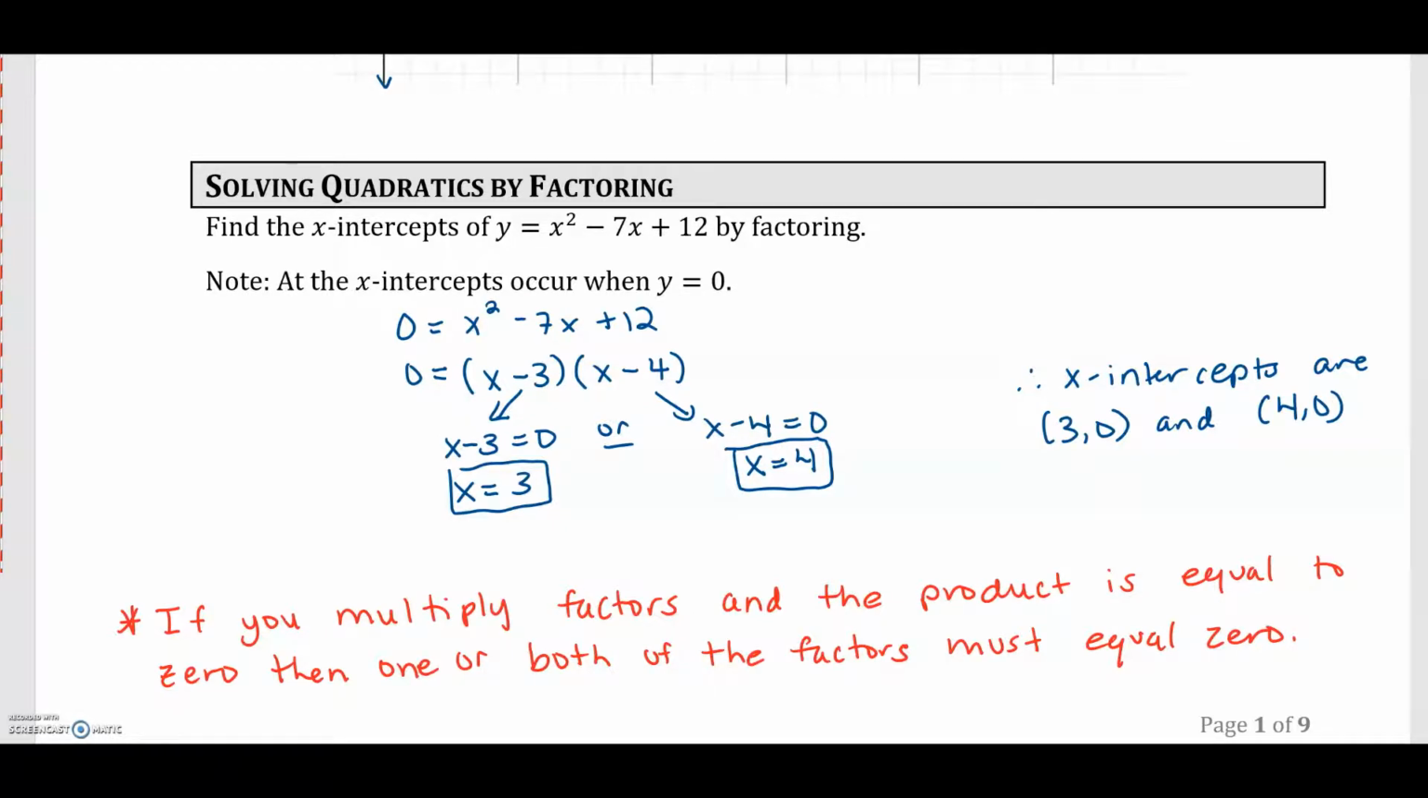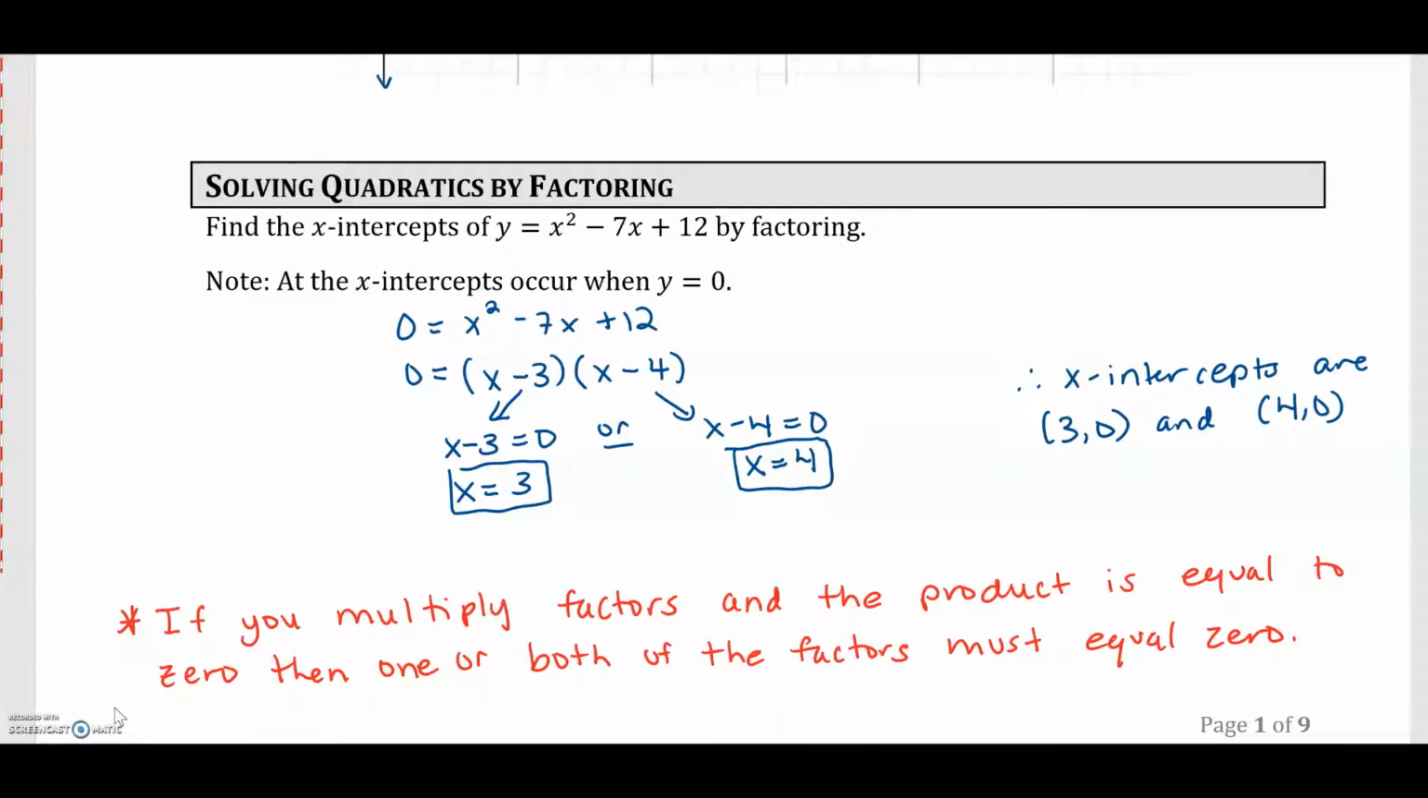Therefore, we're able to identify that the x-intercepts of this original equation are (3, 0) and (4, 0), as we saw above with the graph. Just as a reminder, if you multiply factors and the product is equal to 0, then it means that one or both of the factors must equal 0. And that's a key point here.